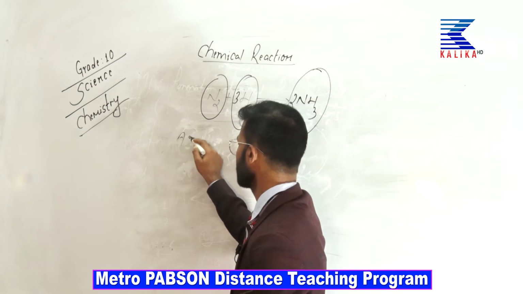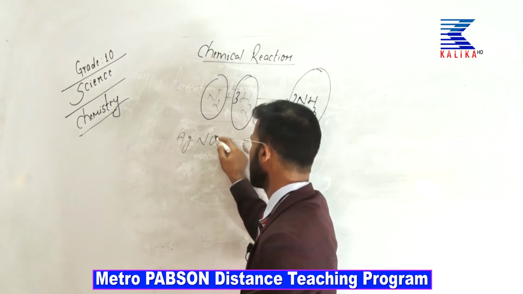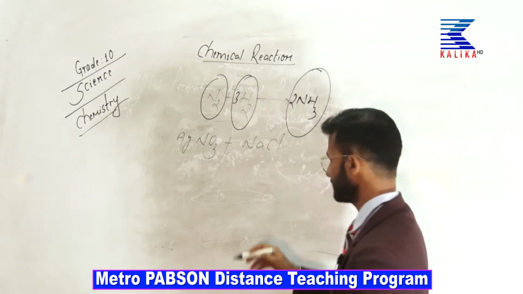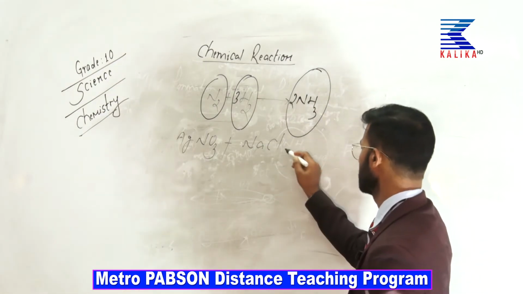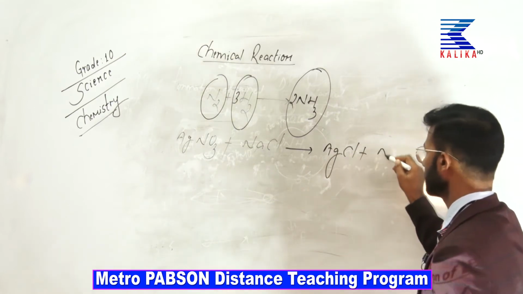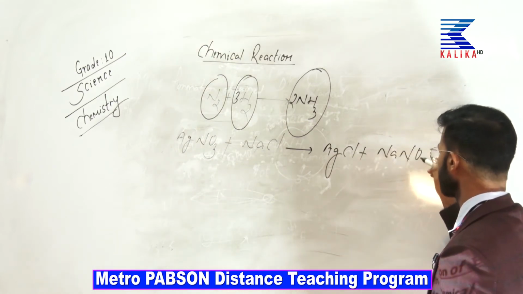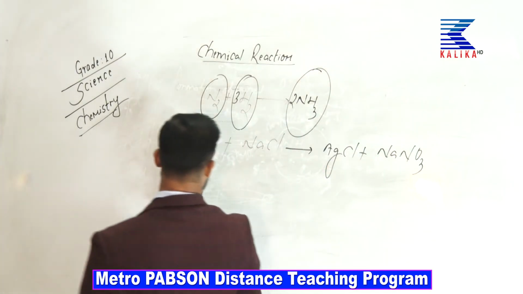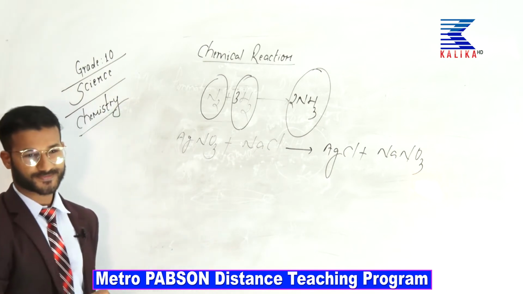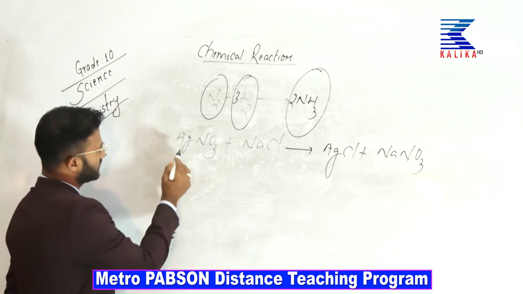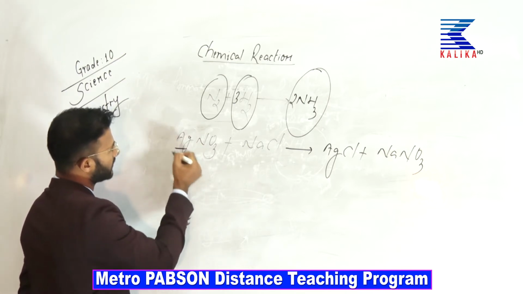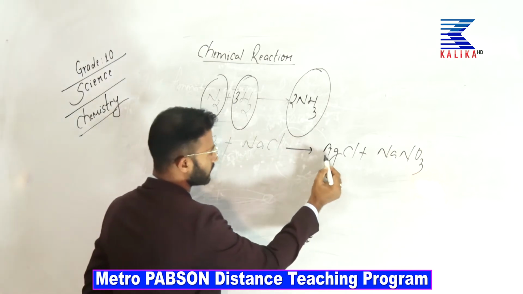See this chemical reaction here, AgNO3 plus NaCl. The result would be AgCl plus NaNO3. Look at this chemical reaction. This chemical reaction is balanced or not? Let us count. The number of atoms in the reactant side, I mean to say of silver, is 1, here also 1, it is balanced.